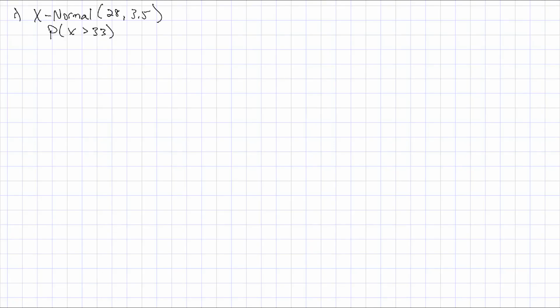Question 1 tells us that the population has a mean of 28, standard deviation of 3.5. And the question is, what's the probability that we would find a worm that's larger than 33? As I said, it helps if we draw a diagram. Our population is centered at 28. We want to know the probability of finding an individual that's greater than 33, so we are looking for the area under the curve to the right of 33.